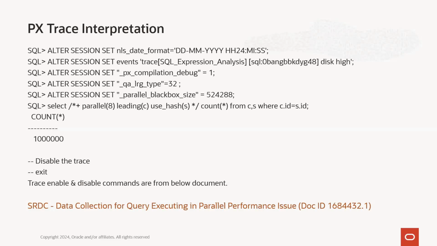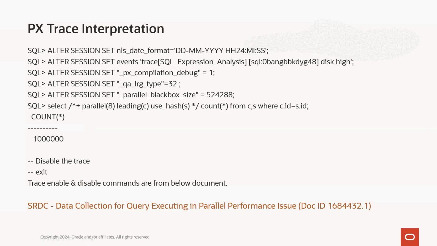These many trace commands were added to get as much information as possible about the query execution, to see what is happening internally. In this case, we are seeing a select query running on tables. There are two tables in this case. The hint we are using here is parallel 8, with aliases C and S given to the tables. So we can see how it looks from the PX trace.